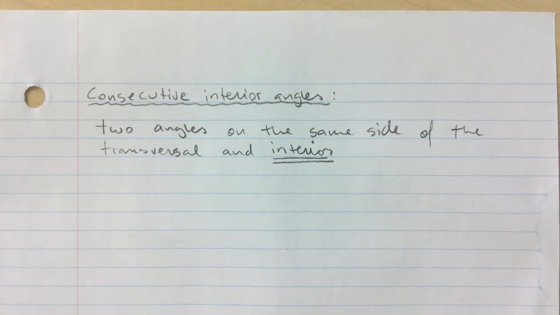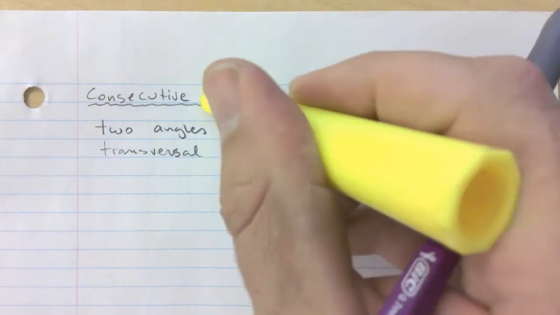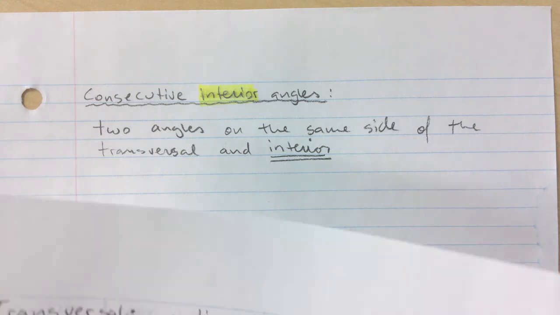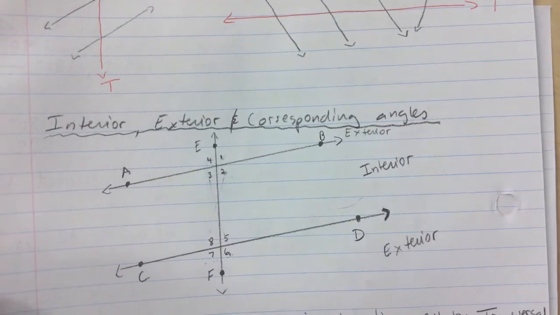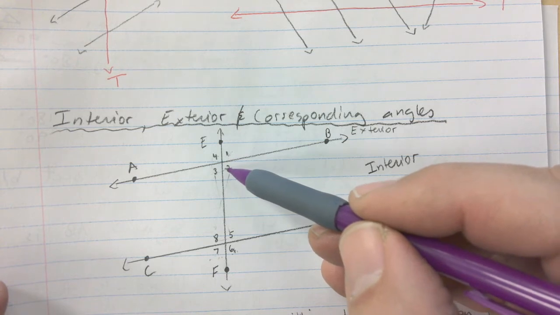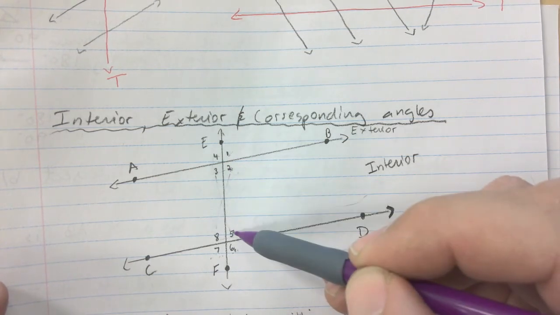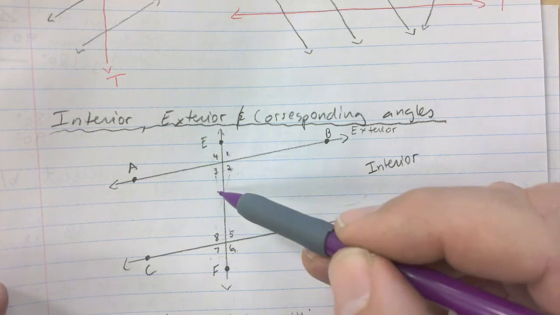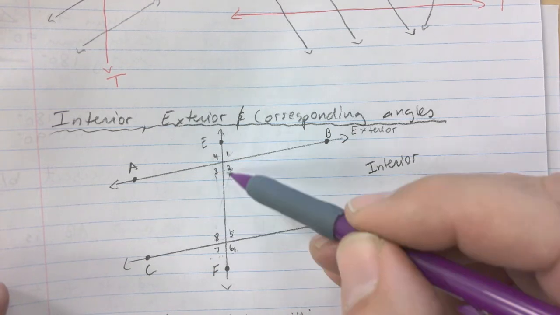So consecutive interior. In this case, if we go back to your diagram, and I just highlight it, it makes it a little easier if you can identify, okay, we're talking interior here, so I can rule out the rest, right? So consecutive interior here, let me just show you the diagram. They have to be both on the inside and the same side of the transversal. So 2 and 5, as well as 3 and 8. They're consecutive. They're one after the other. They're both on the inside. So 3, 8, 2, 5.